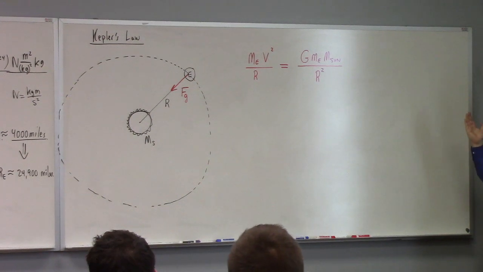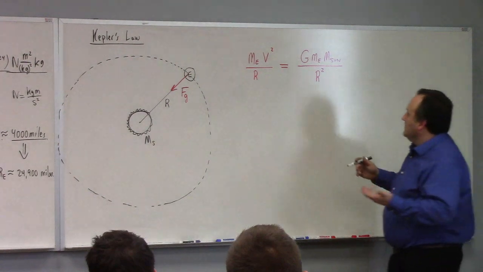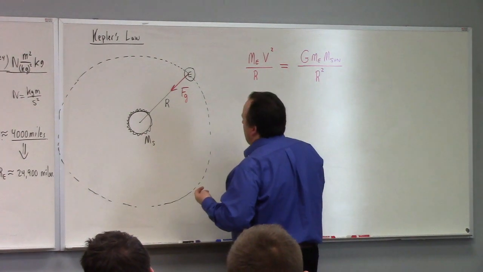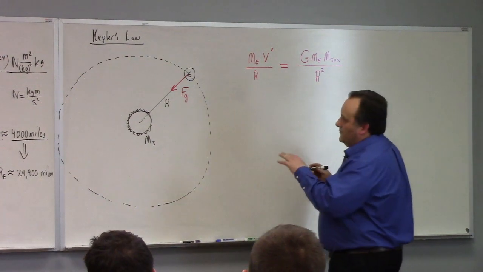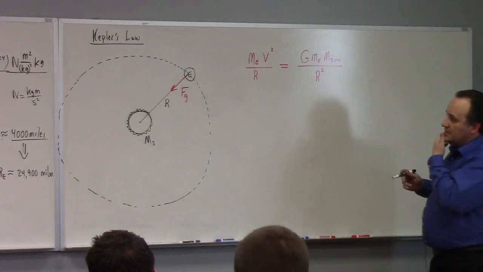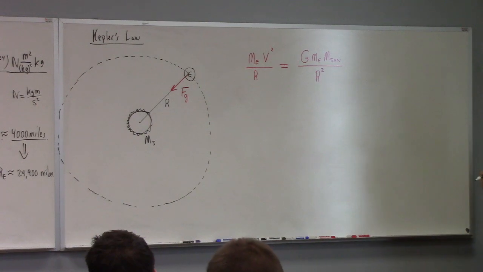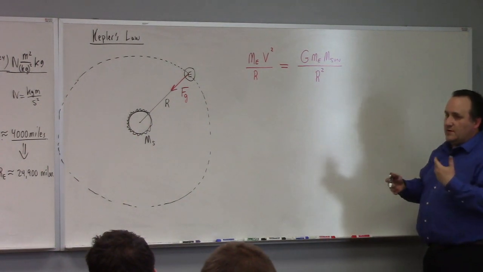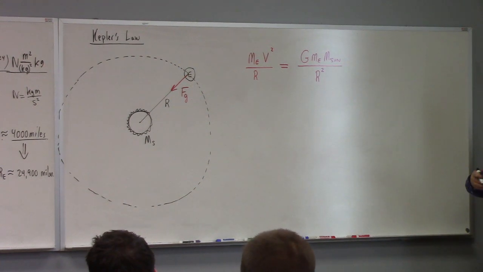The mass of the Earth is irrelevant, right? So we can cancel that. And what does that give us? It gives us that. What else should we do here? How is the radius of the Earth's orbit related to the period of the Earth's orbit? Because we're trying to find Kepler's law, which relates the period to the orbital radius, right?